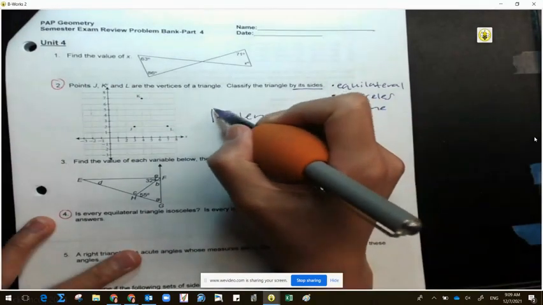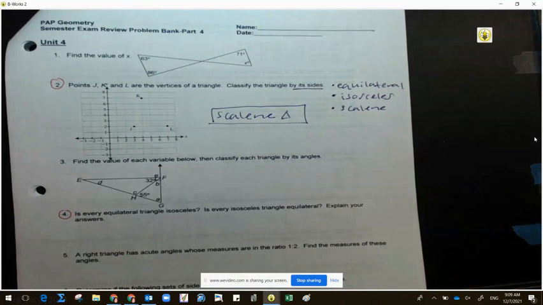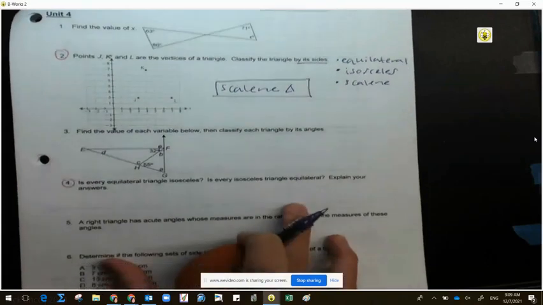Okay? So let's say you're given an ordered pair instead of the grid. Can you just plot it on your own, as long as you can make them evenly distributed? Yes, you can. All right?